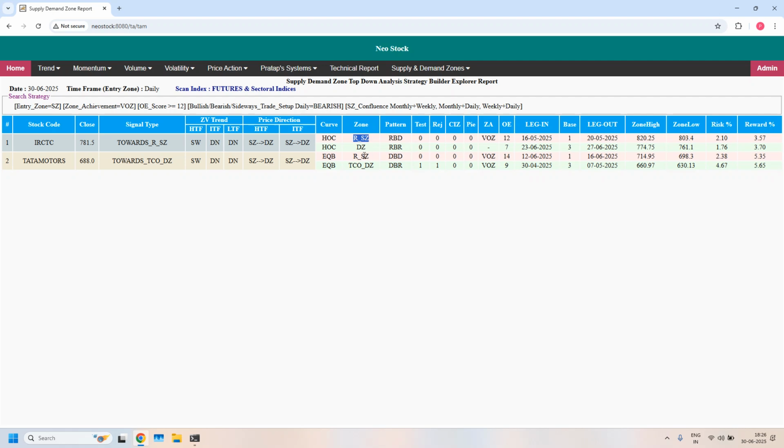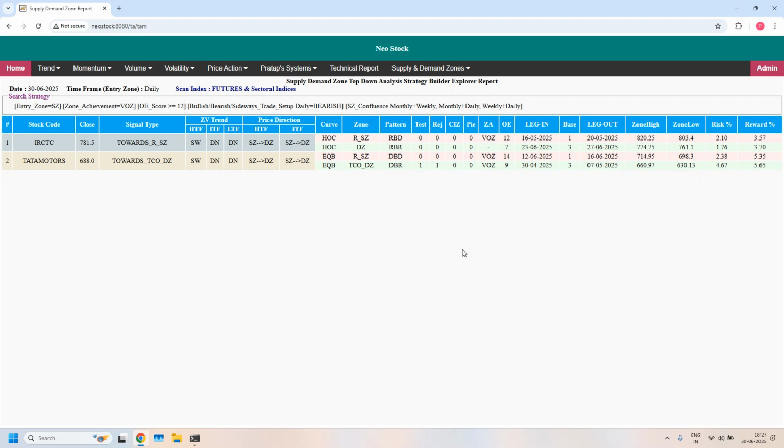In these 2 stocks, these daily supply zones overlapped with weekly supply zone, both together again overlapped with monthly supply zone. But monthly trend is sideways. Sideways trend, we don't look for monthly EMA confluence. So this is about a bearish trade setup for monthly income trade. Okay, this is about monthly income trade reports.